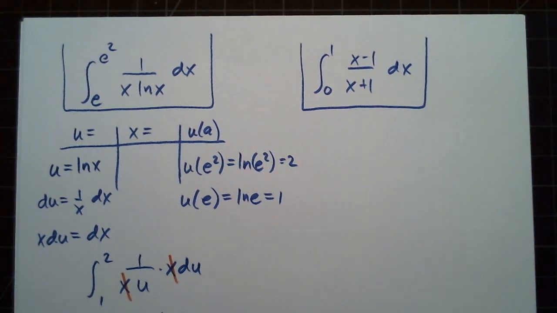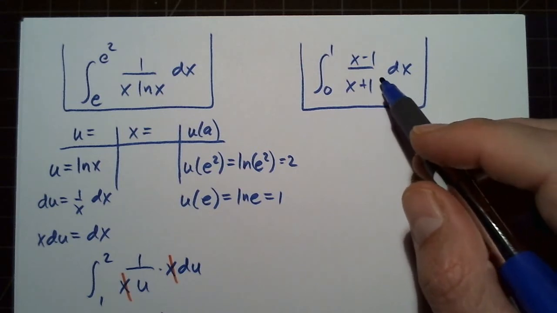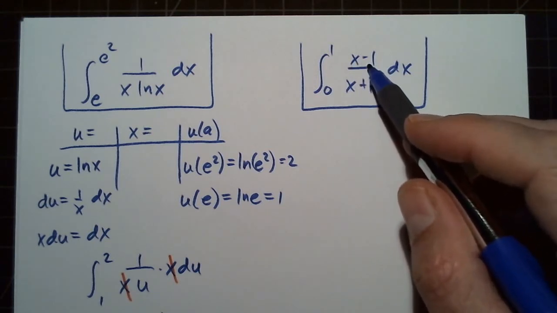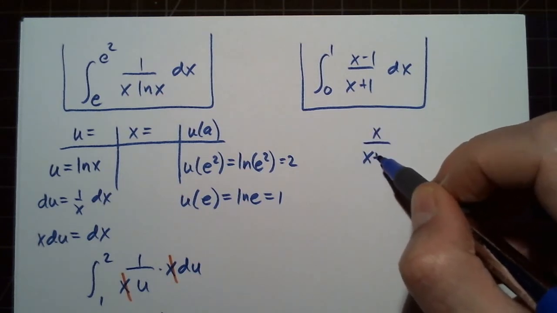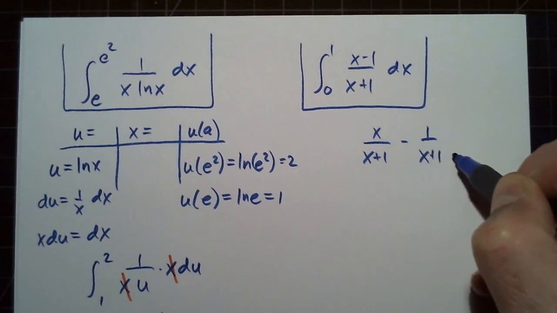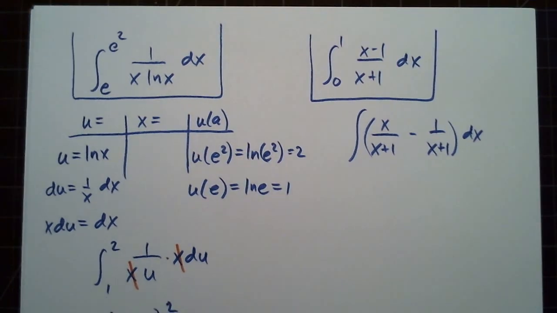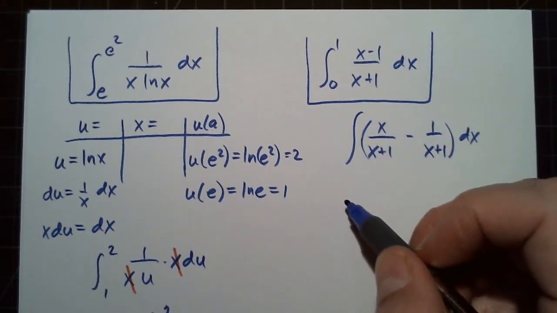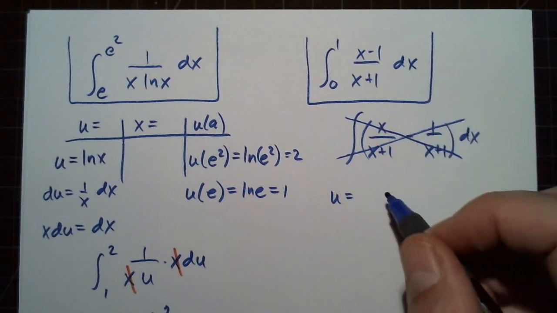Okay, pause the video and try that one. Now, sometimes when we have two terms in the numerator, we have to split this up into two functions. It's possible to rewrite it like that and then integrate that. It's not necessary for this problem, but just remember that if the substitution doesn't work, you can always break it up into two functions. But with this problem, we're not going to do it that way. We're going to leave it like that.